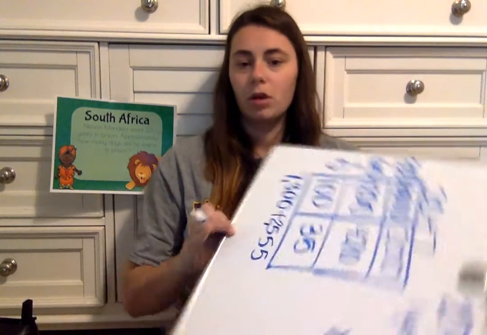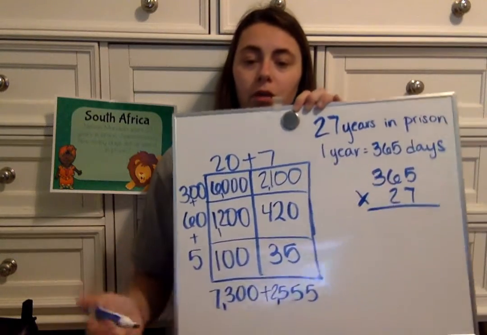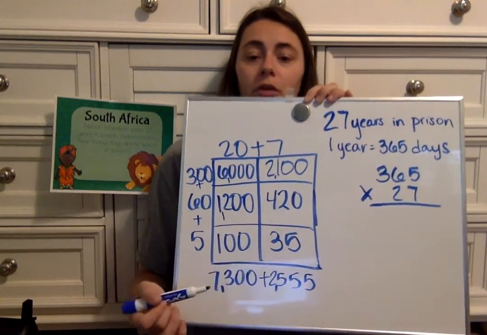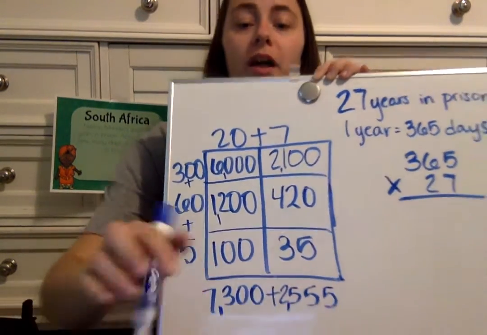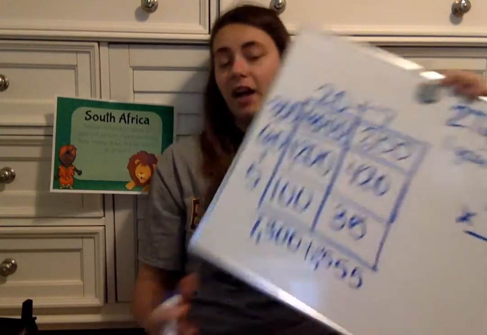And then I've got 5. Oh, I'm going to need to move that over some. Plus 5, 5, 5, 2. Told you Miss Hewitt was going to work on her handwriting, but it's just obviously not happening right now. So this column equaled 7,300, and this column equaled 2,555. So now, like I said, I'm just going to add those two together.